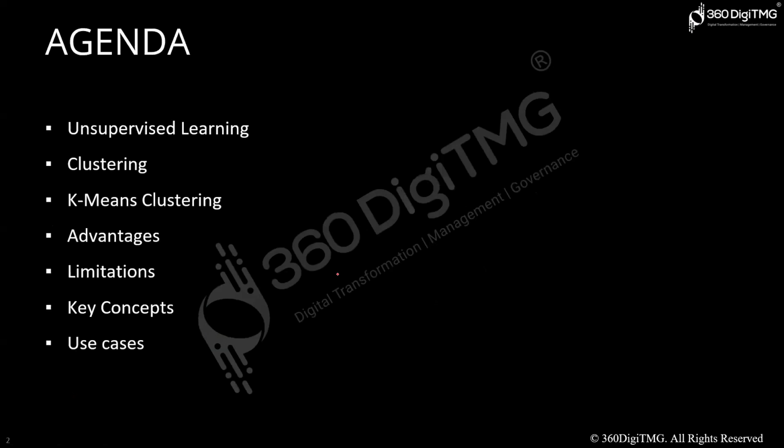okay, first of all, let's see the agenda for today. We'll be learning about what is unsupervised learning. I know we already did that, but still we'll revise it once again. And then we'll learn what exactly is clustering, and K-means clustering. What do K and means and clustering mean? Its advantages, limitations, key concepts, and a use case with respect to K-means. So let's start off.